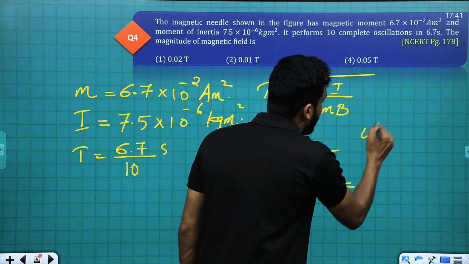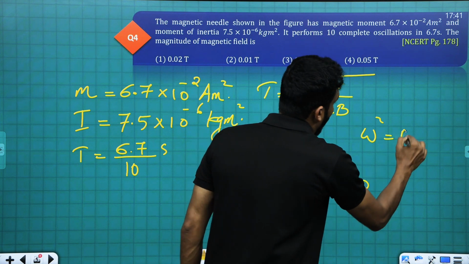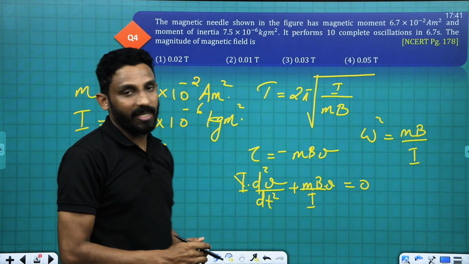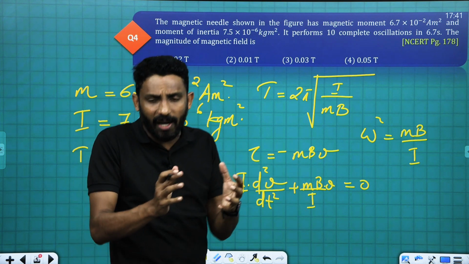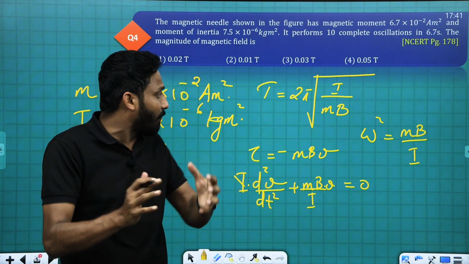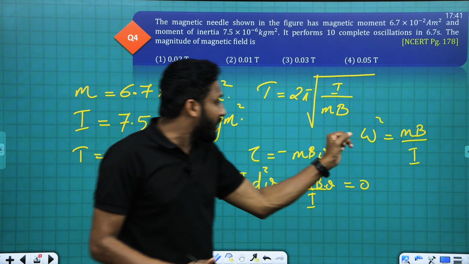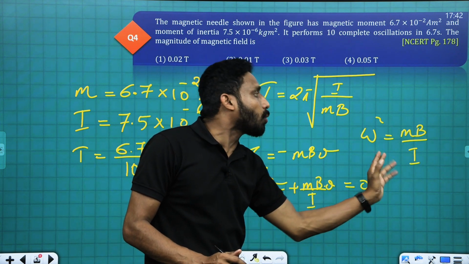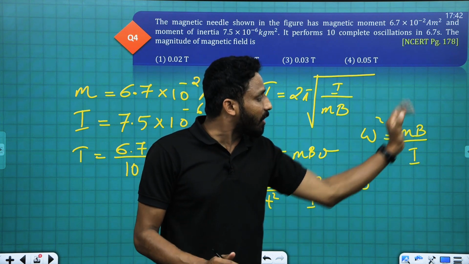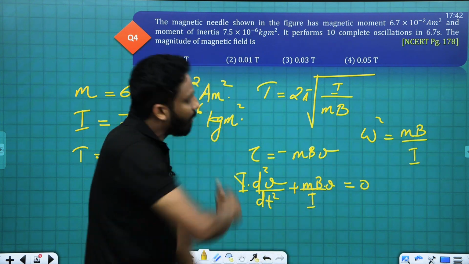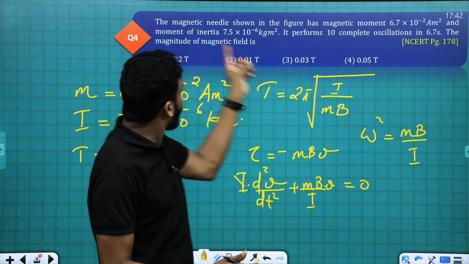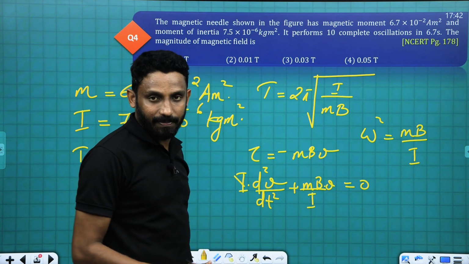The formula is omega square is mB divided by I. From this only we are getting this formula. The time period of oscillation of a magnetic needle in a uniform field T is equal to... here omega is root of mB by I, so 2 pi by T is equal to root of mB by I. Then T is equal to 2 pi into root of I divided by mB. So we can use this formula to calculate the magnetic field intensity.